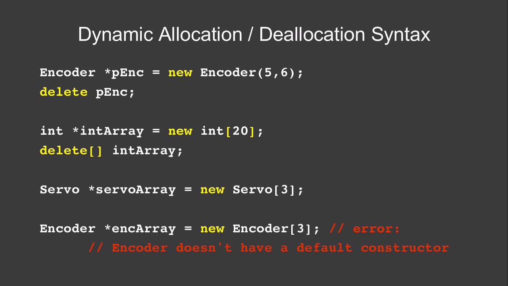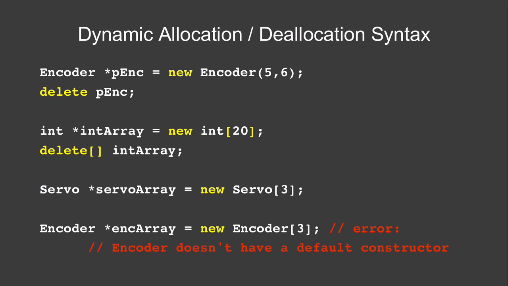For an array, it's also simple. We also use a pointer to the type that we need. And if you remember, pointers can be used as arrays, and we use new and the type, and we put the brackets. And when we're done using it, we also use delete, but this time with brackets.